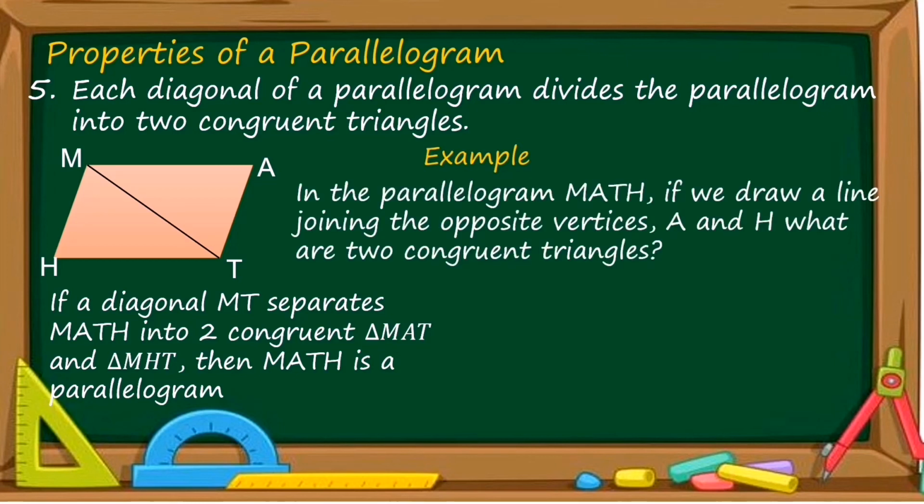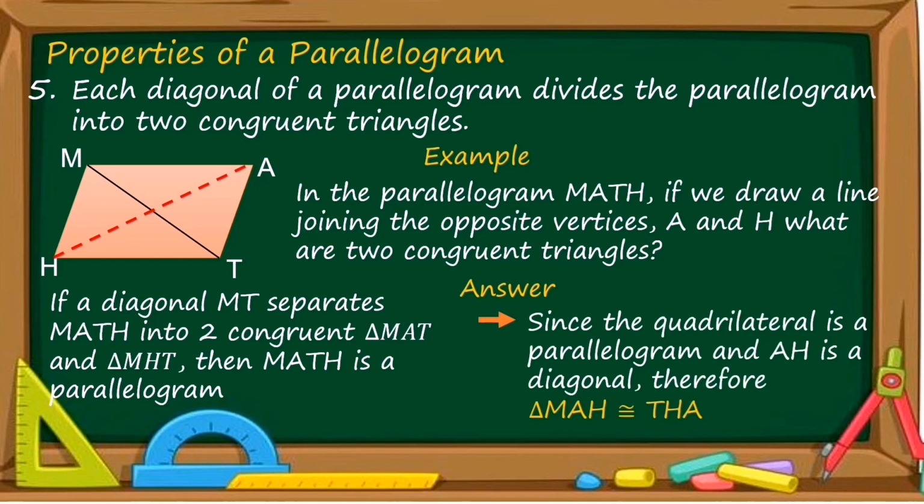In the parallelogram MATH, if we draw a line joining the opposite vertices A and H, what are the two congruent triangles? To answer this, let us connect the other diagonal, which is HA. So our answer is, since the quadrilateral is a parallelogram and AH is a diagonal, therefore, the two triangles that are congruent are triangle MAH is congruent to triangle THA.